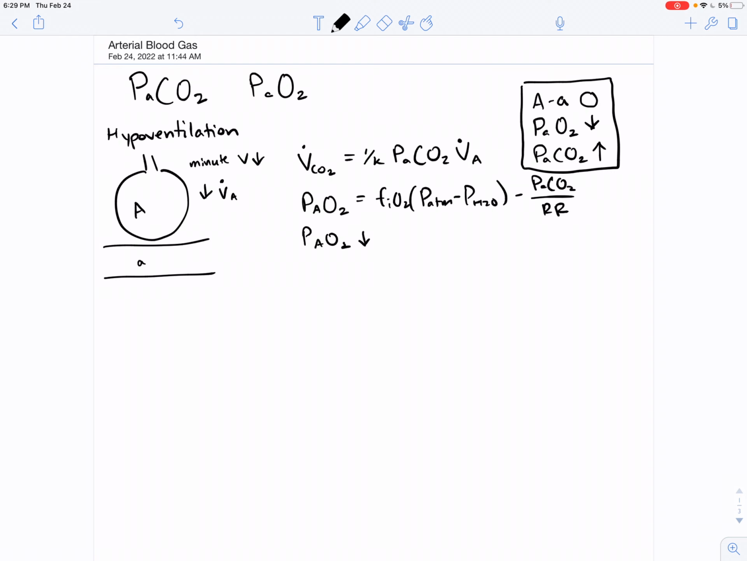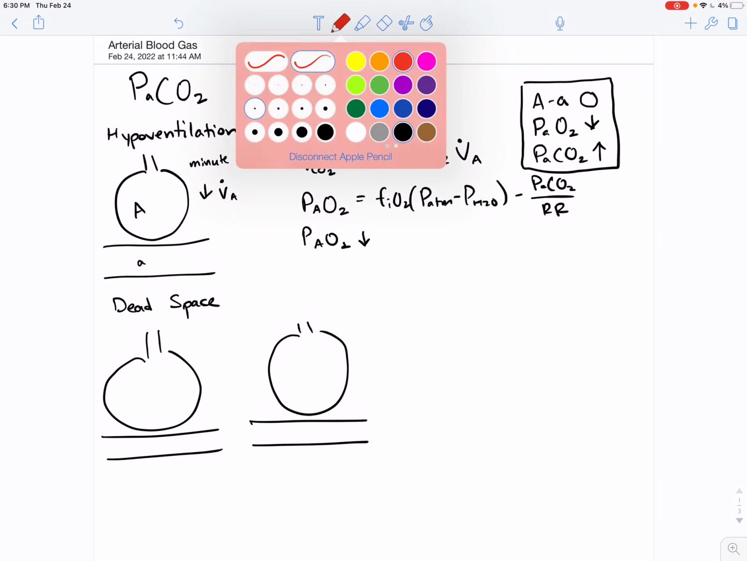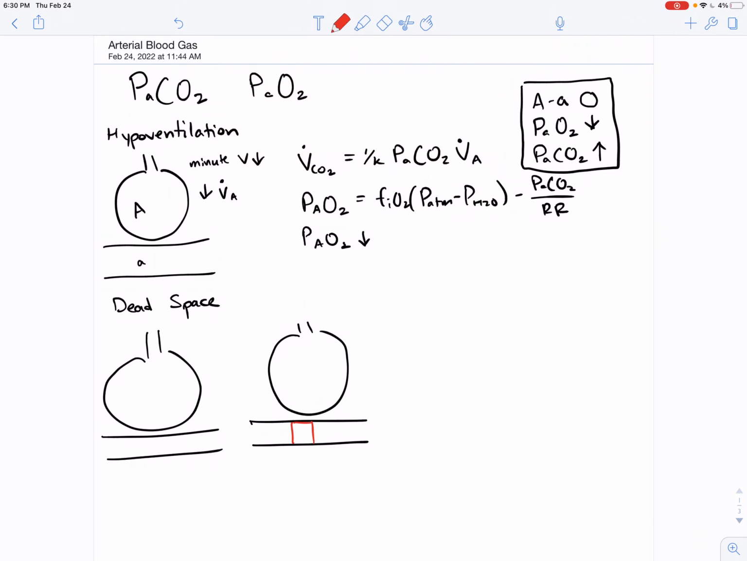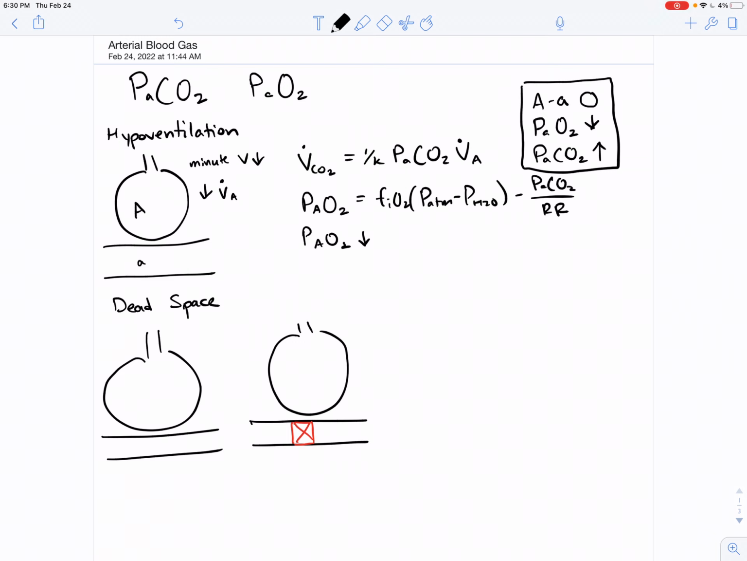Okay, so now let's talk about another case. Let's talk about dead space. So in the case of dead space, we have one alveolus which is getting well perfused and well ventilated, and we have another alveolus over here which is getting ventilated but it's not getting perfused. So this could be an example of a pulmonary embolism, so that could cause dead space. It could also be just anatomical or physiological dead space, suppose we're taking really shallow breaths and we're not really filling up our alveoli that much.